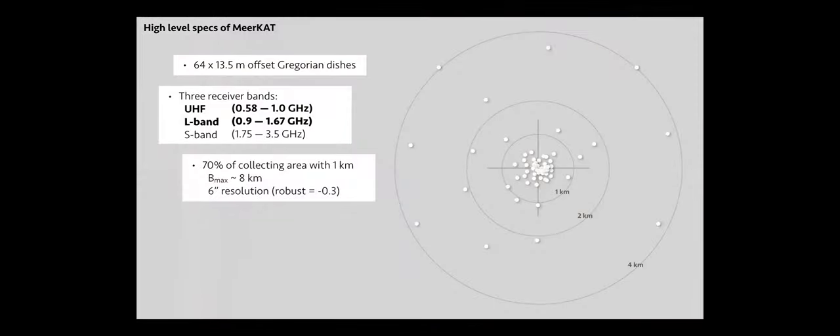And I showed you the Y-shaped layout of the VLA. You can see that the MeerKAT layout is very different. So 70% of the collecting area is within a kilometer with a maximum baseline of about 8 kilometers, buying you typically a resolution of about 6 to 8 arc seconds on the sky. So if you remember from earlier when I said that these short spacings are sensitive to large angular scales on the sky, you can see the density of dishes in the core of MeerKAT gives this thing lots and lots of short spacings. So MeerKAT is a very excellent imaging device for doing radio imaging of the sky.